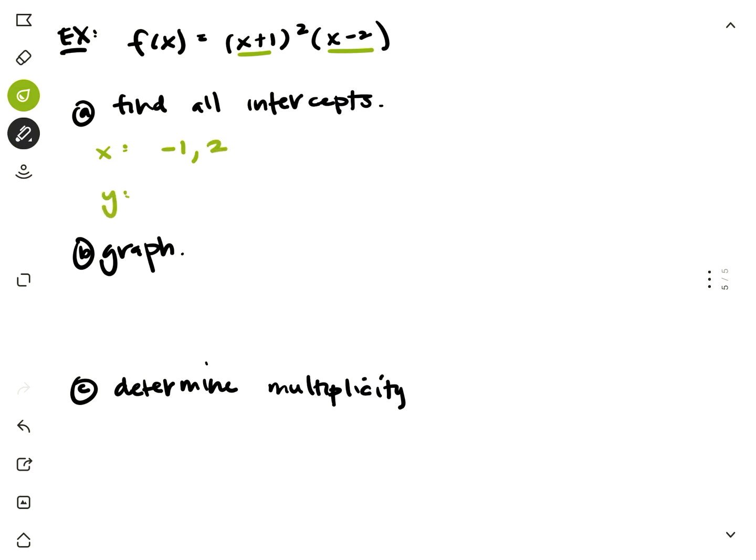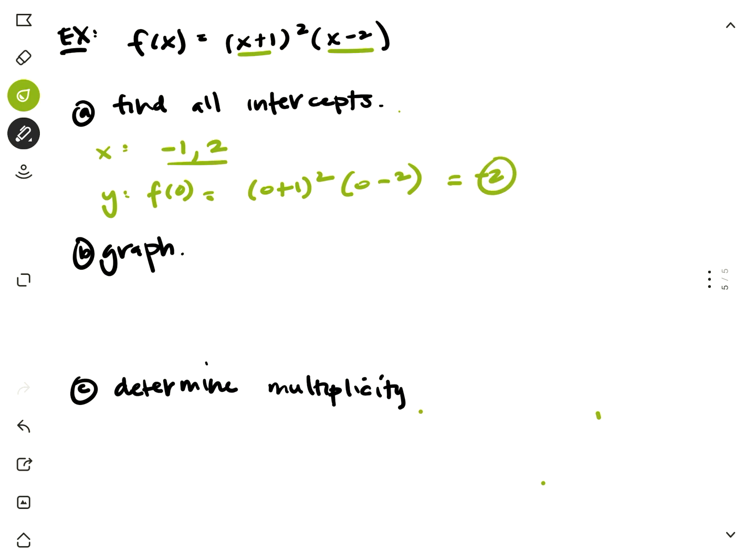The y-intercept is also easy. The y-intercept, remember from Algebra 1, is f of 0. So that means we're plugging in zeros here. 0 plus 1 is 1. 1 squared is 1. 0 minus 2 is negative 2. So 1 times negative 2 is negative 2. So we found our x and y intercepts.